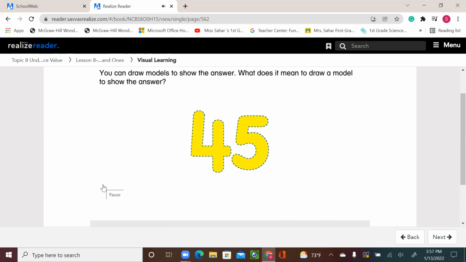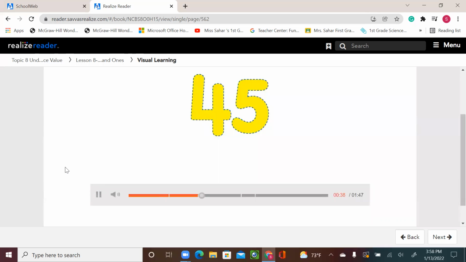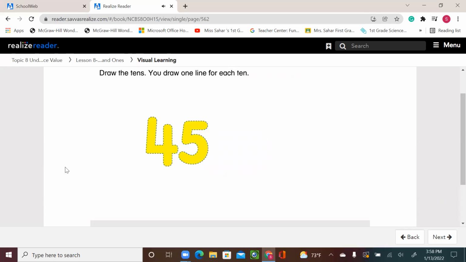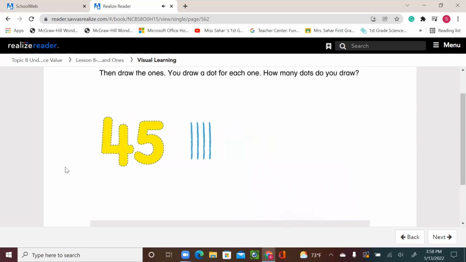You can draw models to show the answer. What does it mean to draw a model to show the answer? We're going to draw the lines that show the tens. So we're going to do 4 tens and 5 ones. It means that you will draw a picture of the tens and ones in 45. Draw the tens. You draw one line for each 10. Then draw the ones. You draw a dot for each one. How many dots do you draw?